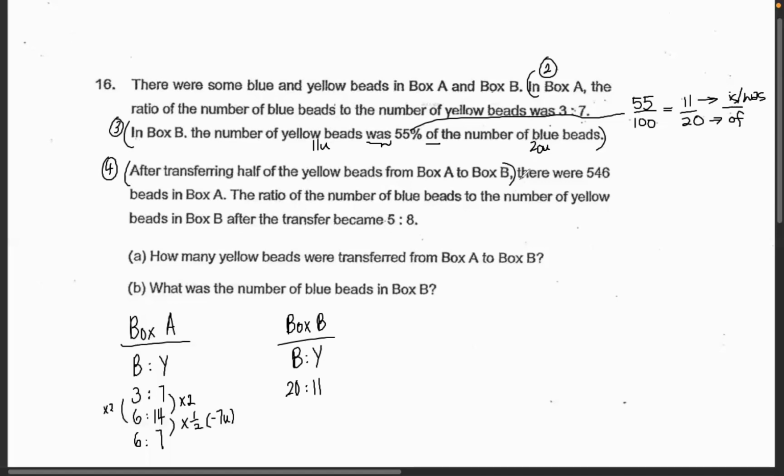Once I'm done with that, I can read sentence number 5. There were 546 bits in box A. So what are they trying to tell you? They are trying to tell you that 6 units, as you can see over here, of blue plus 7 units of yellow equals 546.